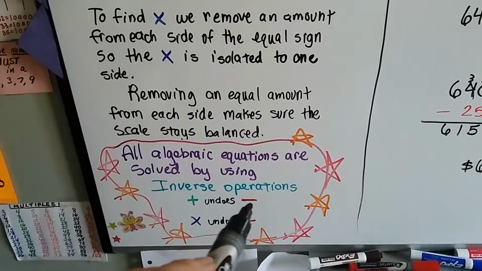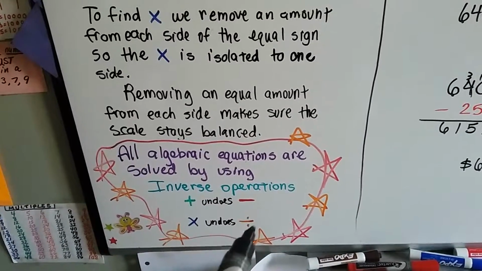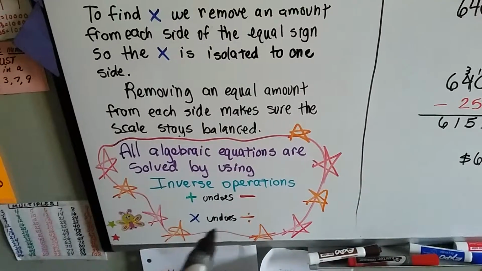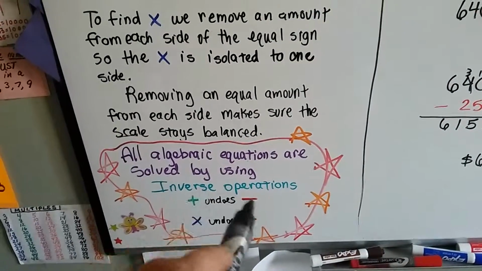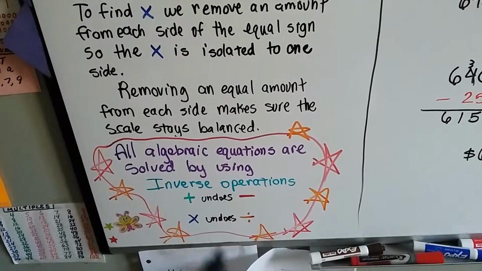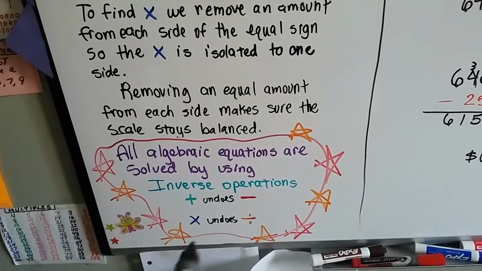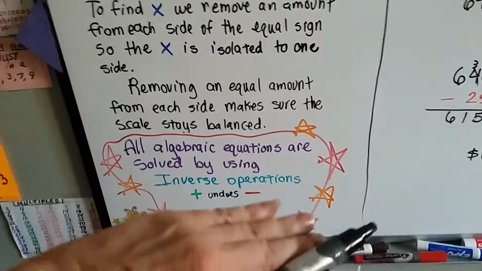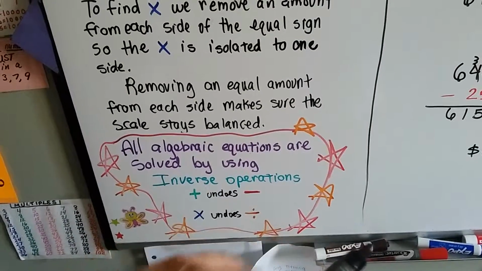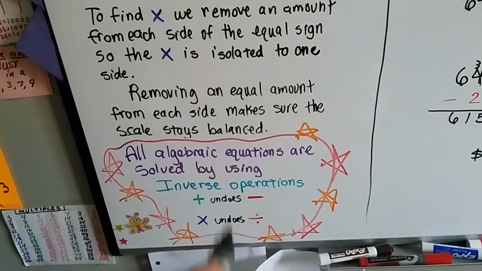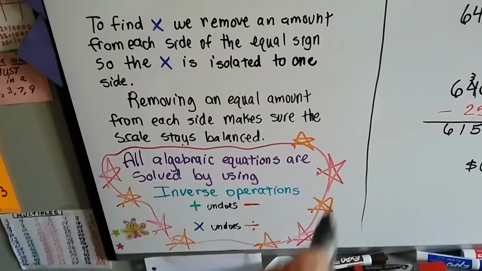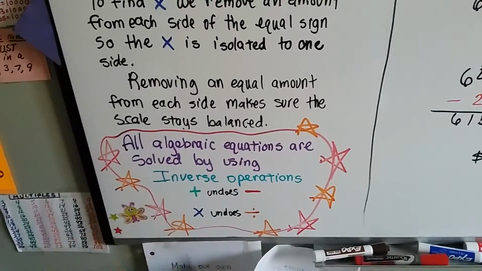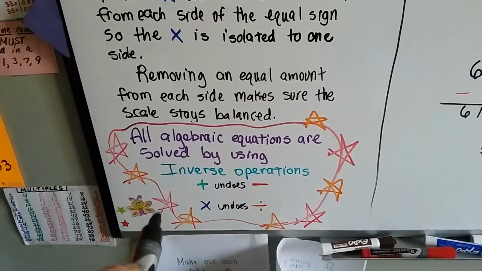Plus undoes minus, times undoes division, subtraction undoes addition, division undoes multiplication. Whatever the opposite is, plus to minus and division to multiplication, okay? The line doesn't cross in between them, okay? This undoes that one and that undoes that one, okay? But they don't cross each other, all right? You have to remember this. That's why it's got so many stars around it. This is really important. Inverse operations, all algebraic equations, okay?